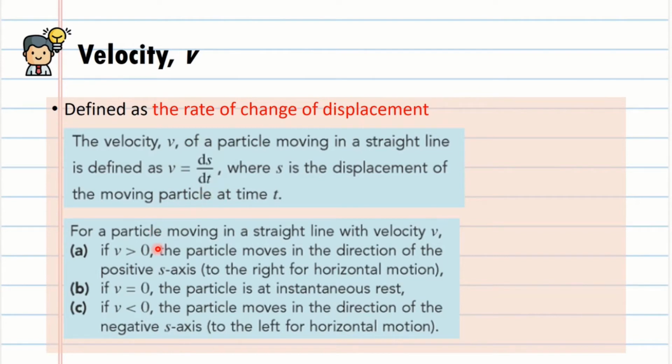So velocity itself also has direction and also has magnitude. It is a vector quantity itself, for those that study physics. So when v is more than 0, meaning the value is positive, it means that the particle is moving in the direction of the positive x-axis. That means that earlier on we took the right side to be positive.